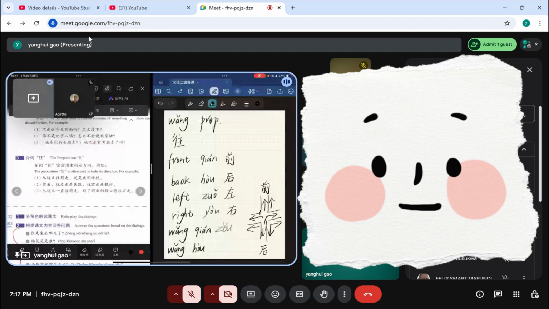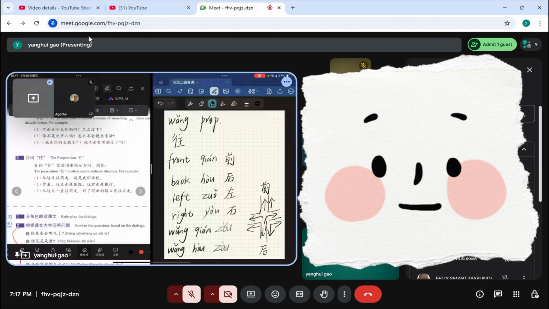And 往后走 means you go backward. You go backward. 往后走, okay? So we also have 往左走. 往左走 we can translate as turn left. Turn left. And turn right.